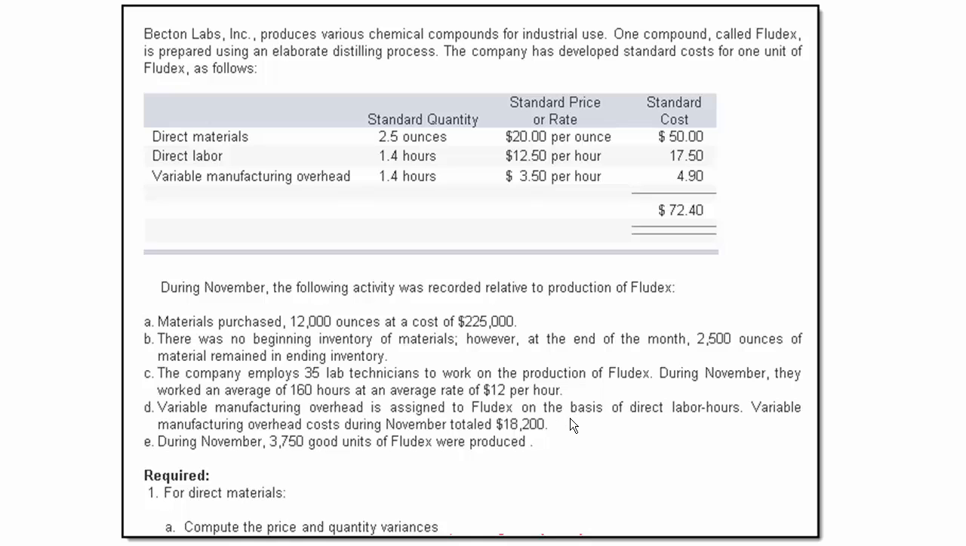Variable manufacturing overhead is assigned to Fludex on the basis of direct labor hours. Now we know that from the way the information was presented in the standard, and variable manufacturing overhead cost came to $18,200 during November. They made 3,750 good units of Fludex. So the first requirement is for direct materials, and we're asked to compute the price and quantity variances.